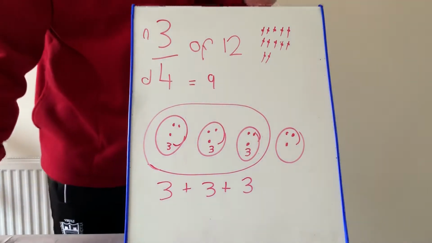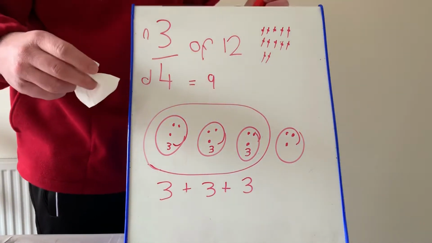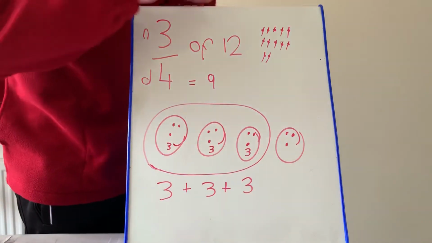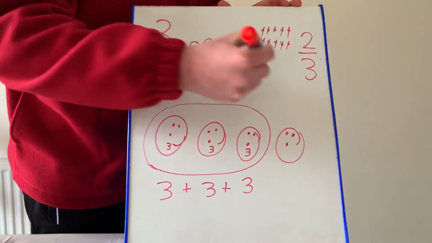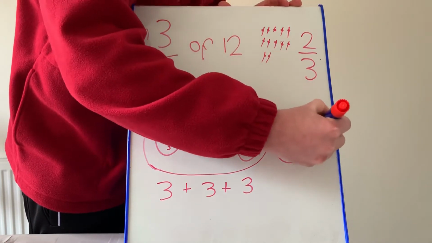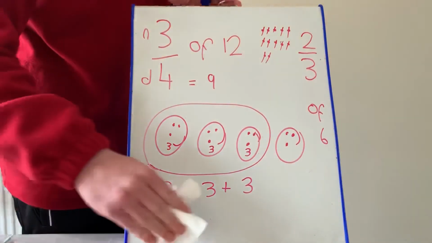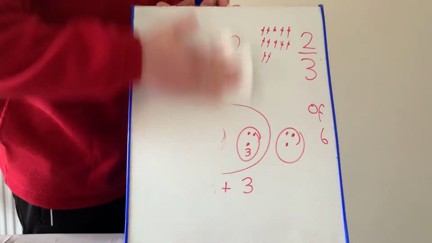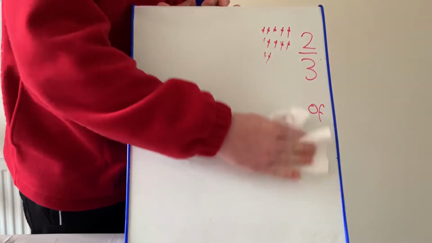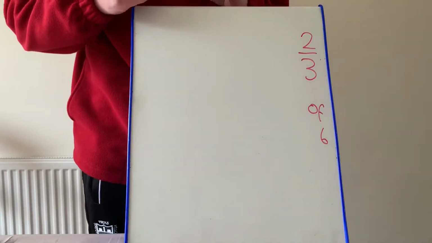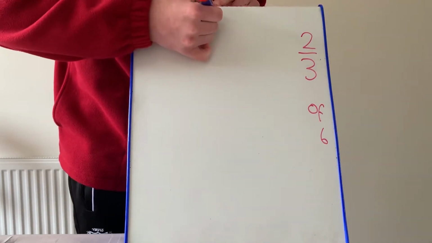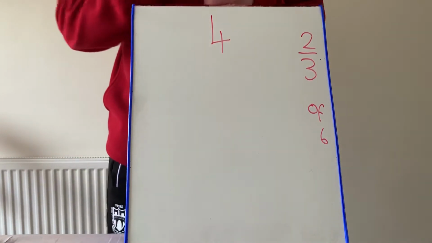Okay, again, while I'm rubbing that out, I'm going to give you a different one to have a go at yourself. I want you to find for me 2/3 of 6. Pause the video if you've not finished that yet. So 2/3 of 6, the answer should be 4.